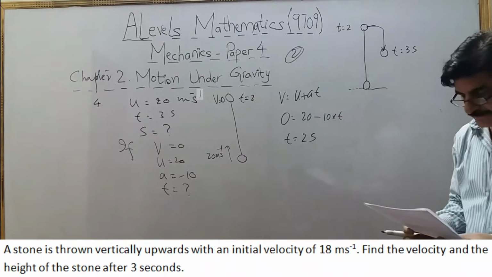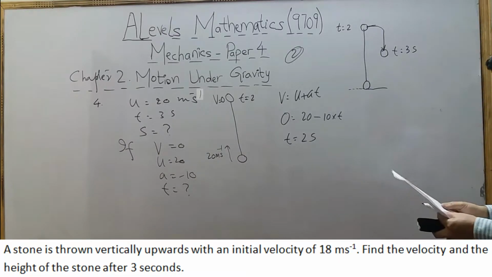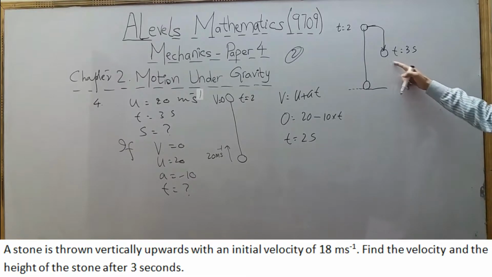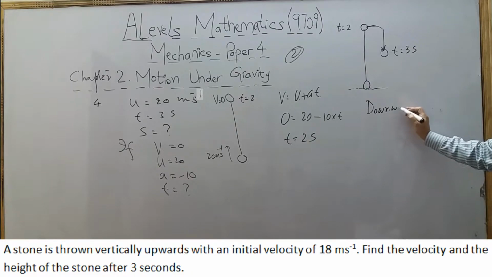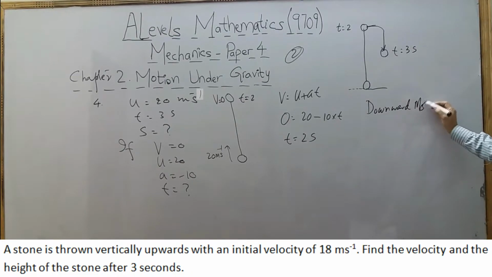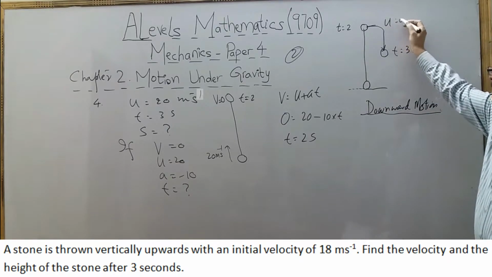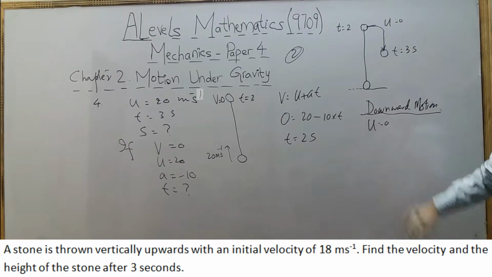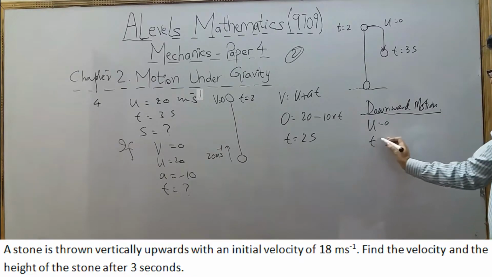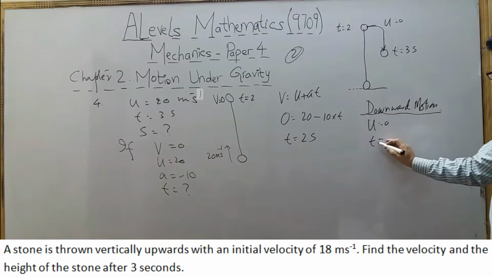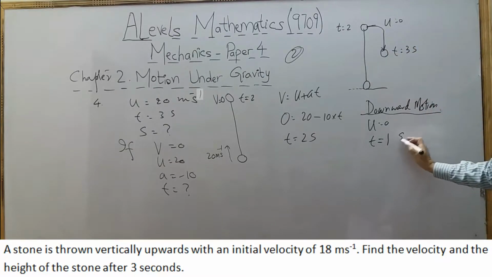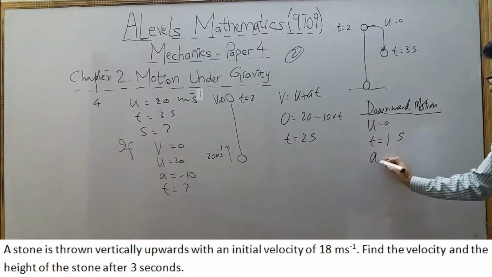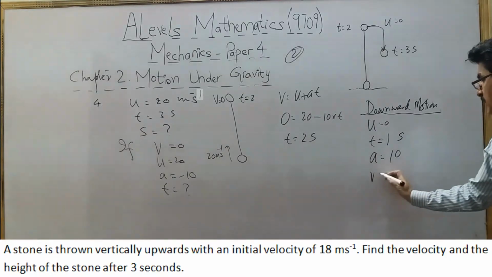Now come to the question. Find the velocity and height of the stone after 3 seconds. Now you need velocity. Now for downward motion, here u is equal to 0. So u is equal to 0 and time is equal to, from here to here, this time is 1 second. And it's downward motion, so acceleration is 10. And you have to find v.